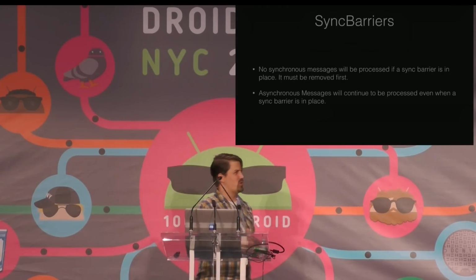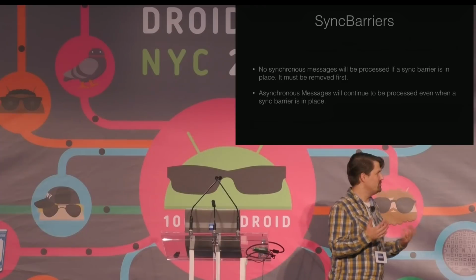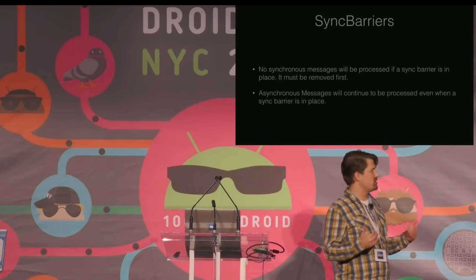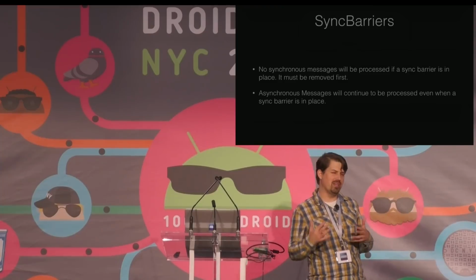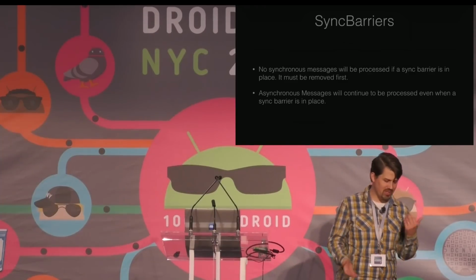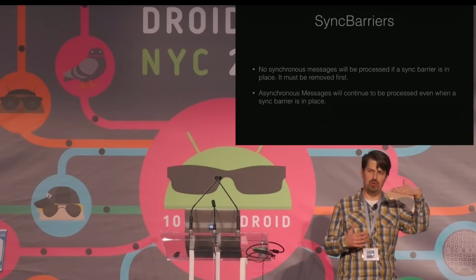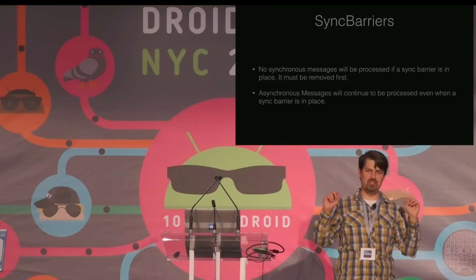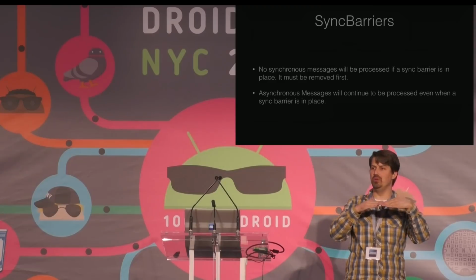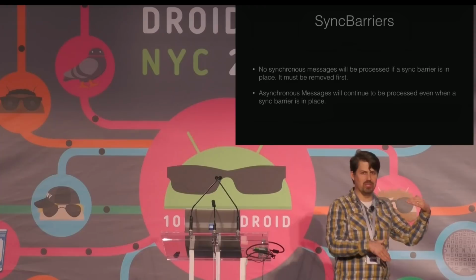This is one that's more a piece of trivia, I guess. I haven't had to use this knowledge too much, but there's a thing in MessageQueues called sync barriers, and it's really kind of an implementation detail. But certain things, like when the view is updating itself, they'll put a sync barrier on the main queue. And what that does is any message that's marked as synchronous will not get to the front of the queue until the sync barrier is removed. You can call remove sync barrier, and then all those synchronous ones get processed.